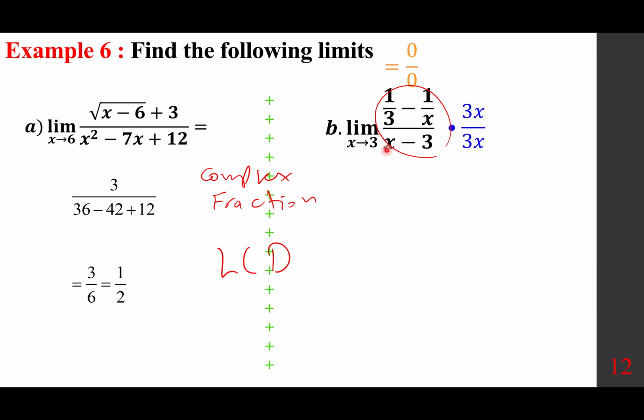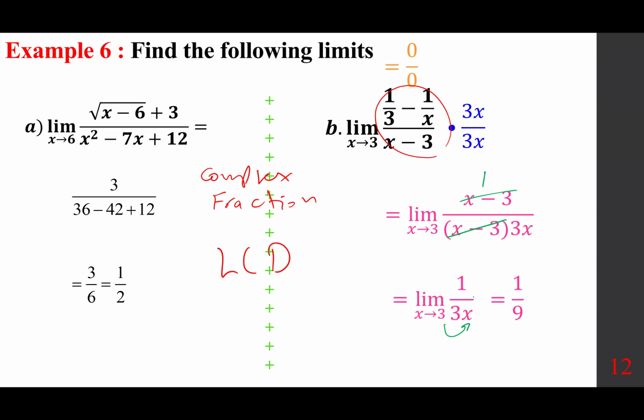When we do that, again, remember the denominator, x is approaching 3, which means x minus 3 is a problem. You don't do anything here. You keep this as a product. So you distribute that 3x times 1/3 is x, minus 3x times 1 over x is 3. So you get x minus 3 in the numerator, which cancels out x minus 3 in the denominator. And now you have 1 over 9 as the final answer. It's pretty straightforward.